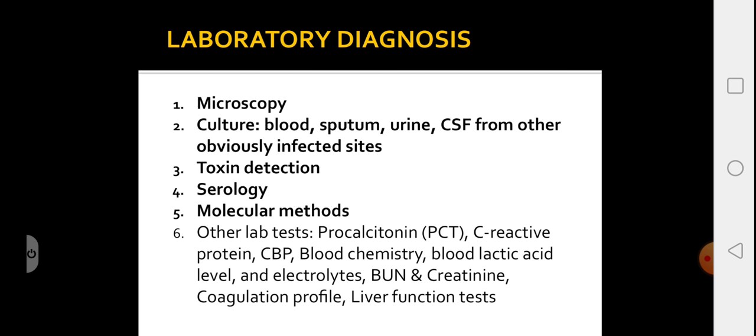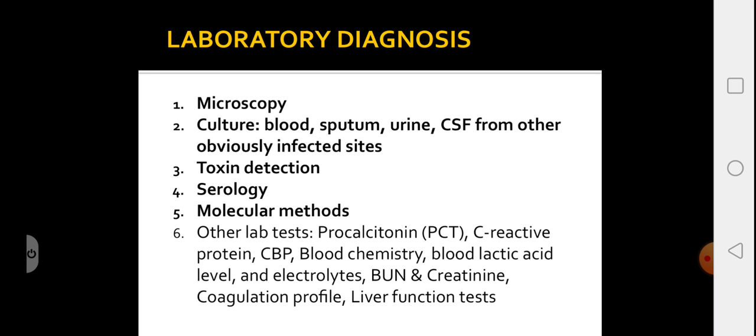Now let us look into the laboratory diagnosis. It includes microscopy and culture, especially; the important gold standard is the culture. We have to perform blood culture, and when the source is extravascular, we can collect other samples like sputum if it's the respiratory tract, urine if it's the urinary tract, and so on.